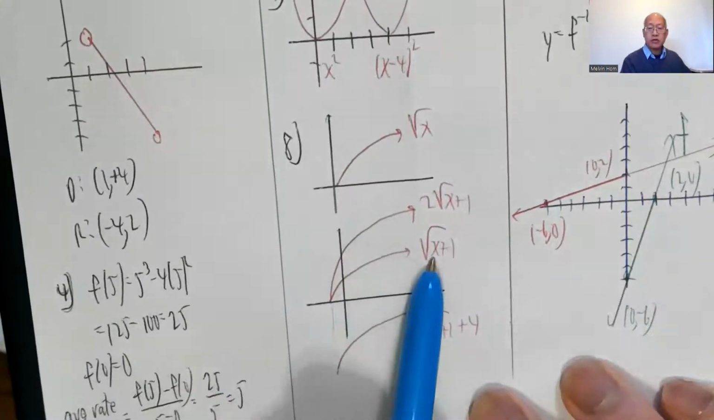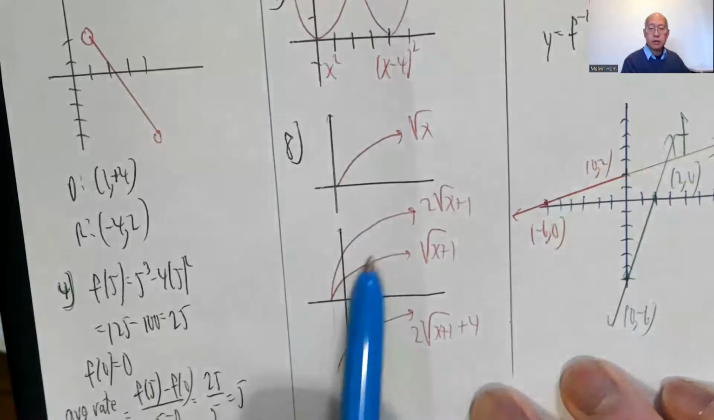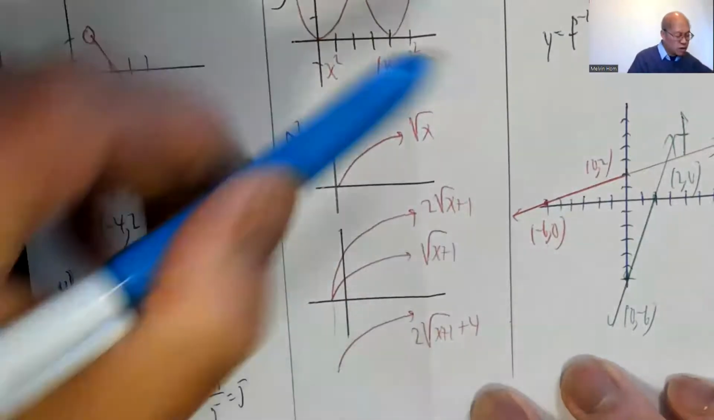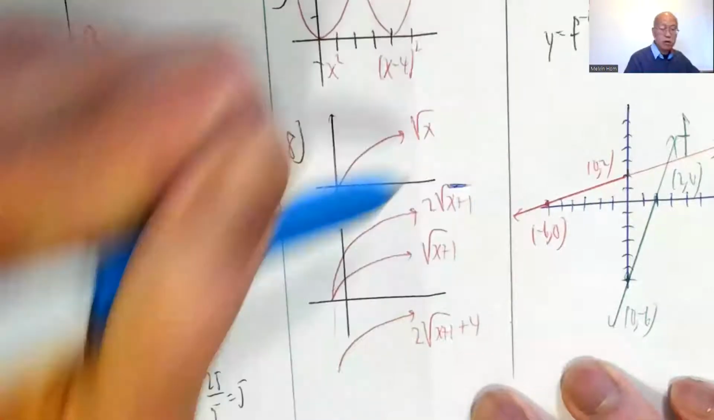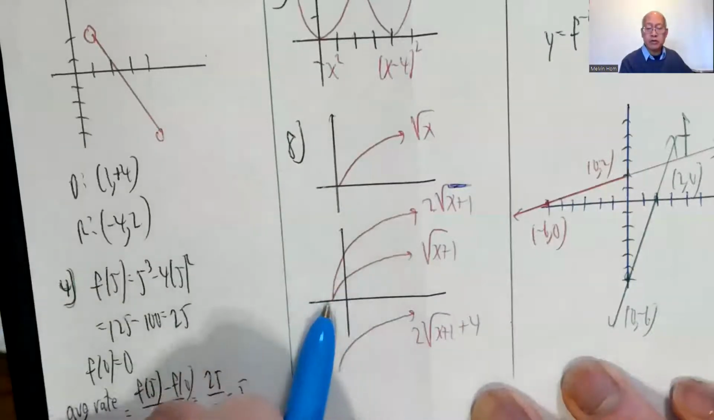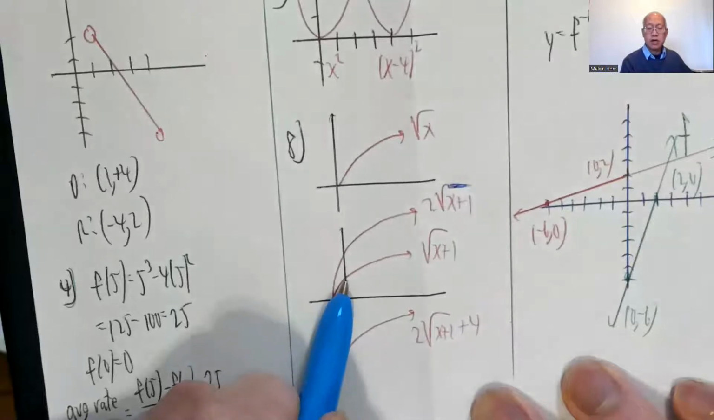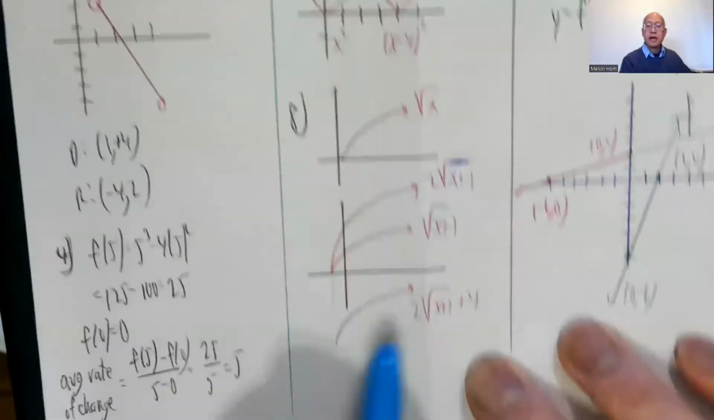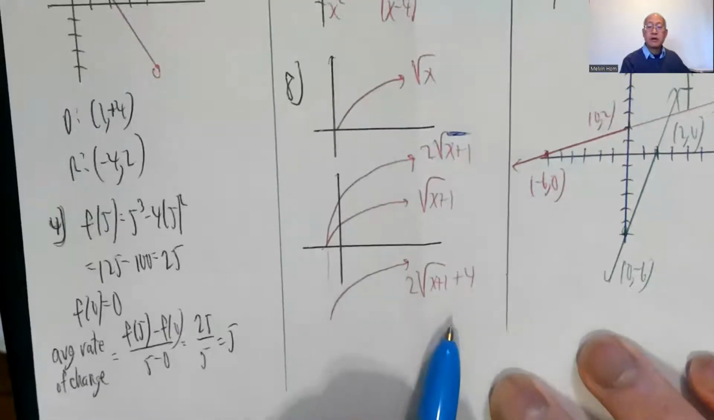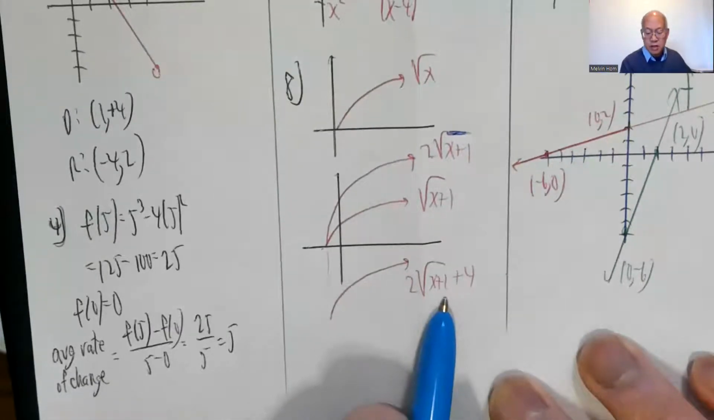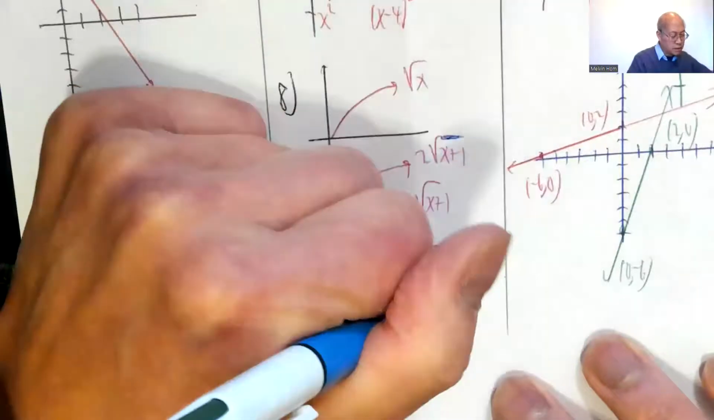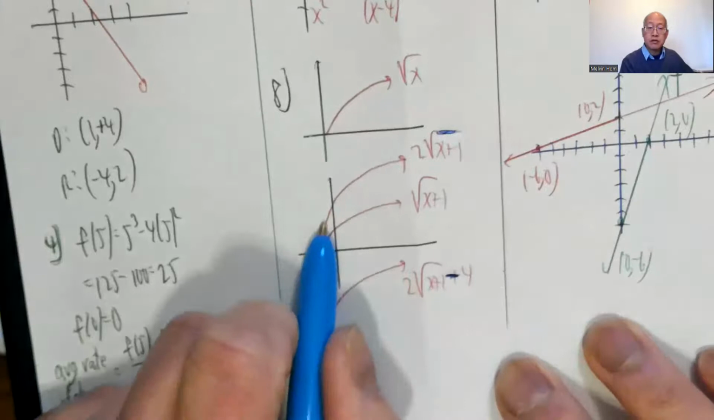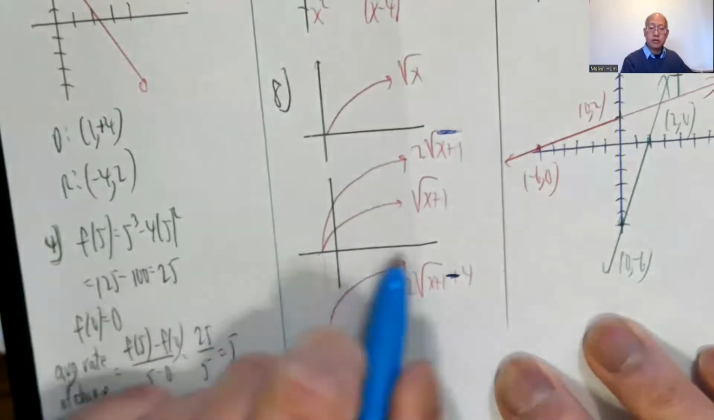Square root of x plus 1, shift 1 to the left. 2 radical x plus 1. Should actually have it like so. I just double all the y values, so 0 stays 0, but 1 doubles to 2, and so it gets stretched out like so. And then the whole graph is moved down 4. That should be a minus sign, sorry. Got the right graph, but the wrong equation. So this graph here moves down 4 units, and it looks something like that.